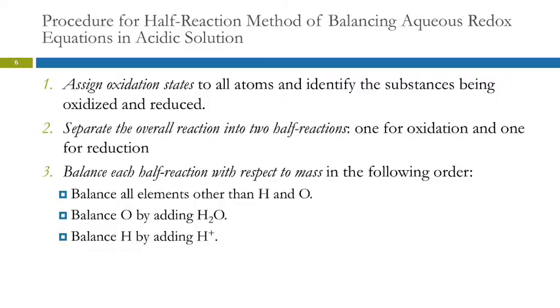Each of those half reactions then, we are first going to balance with respect to mass. And we want to do it in this order. We want to leave hydrogen and oxygen for the end, if they are there at all. Balance everything but hydrogen and oxygen. Then balance the oxygen by adding water where it's needed. And after that, balance the hydrogen by adding hydrogen ions.